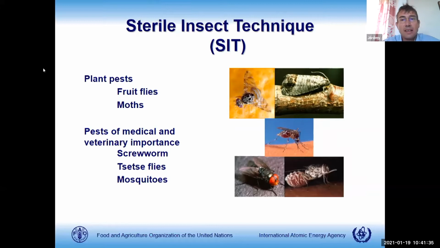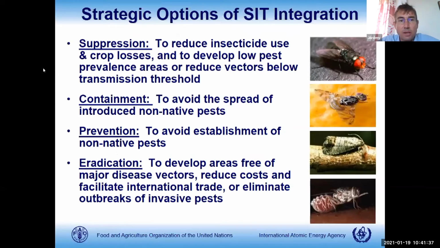So the sterile insect technique can be used in 4 different strategies. The first one is the suppression, to reduce the population under a nuisance threshold. So it's what we do in mosquitoes. We just try to reduce the density of the mosquitoes to avoid the transmission of the disease.